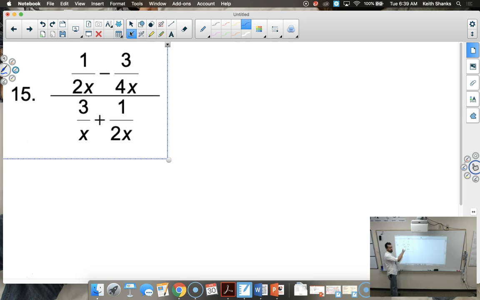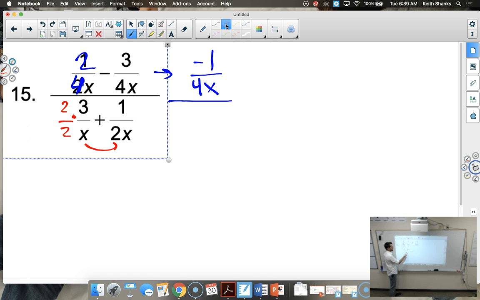To subtract these, they have to have the same denominator, so I have to multiply this guy by 2. So this is going to be 2 over 4x. If I multiply the top and the bottom by 2, so on the top, I'm going to end up with negative 1, 2 minus 3 over 4x. Okay. On the bottom, in the denominator, again, same thing. I'm going to multiply the top and bottom here by 2, because I want this to be the same as this guy. So you got 6 over 2x plus 1 over 2x, which is 7 over 2x.